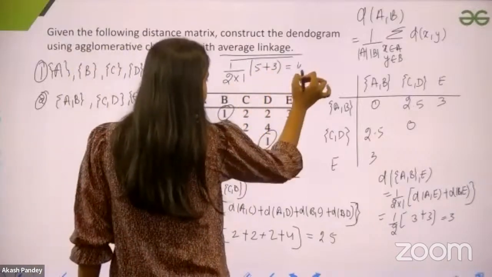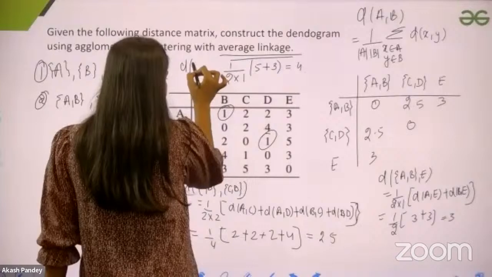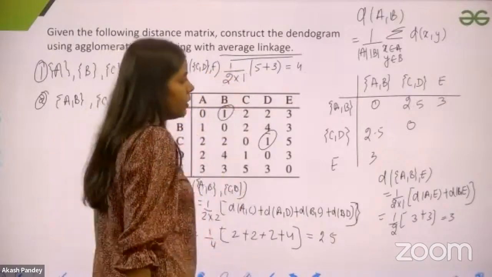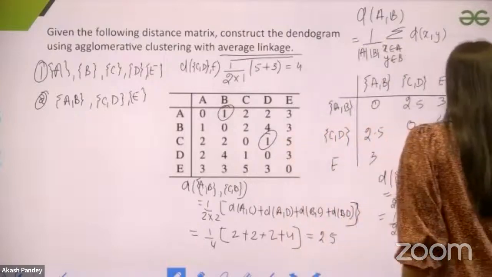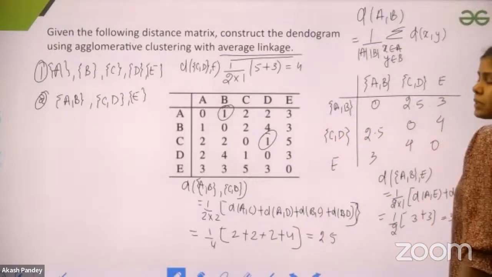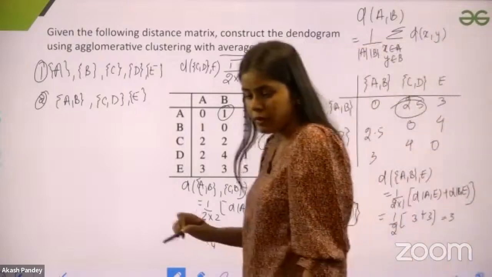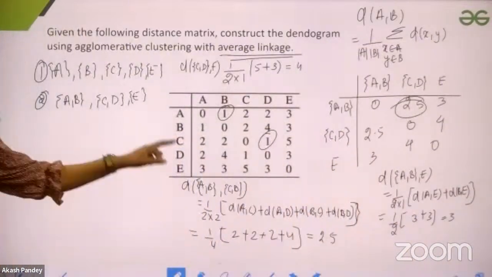So on solving, you would get the distance 4. So that means the distance of C, D with E is 4. You can just check and let me know if this is clear. So this is a distance metric, and if you see, the minimum distance is 2.5.